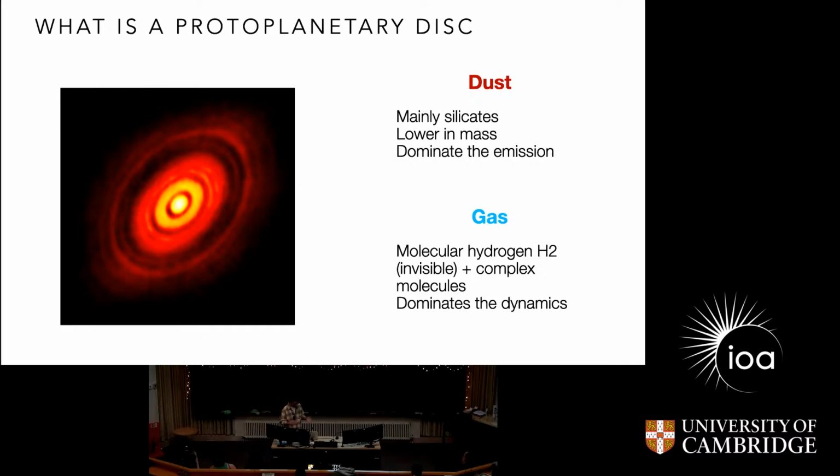The second component in a protoplanetary disk is the gas. Gas, as I told you before, since it is inherited from the molecular cloud, is mostly composed of molecular hydrogen.